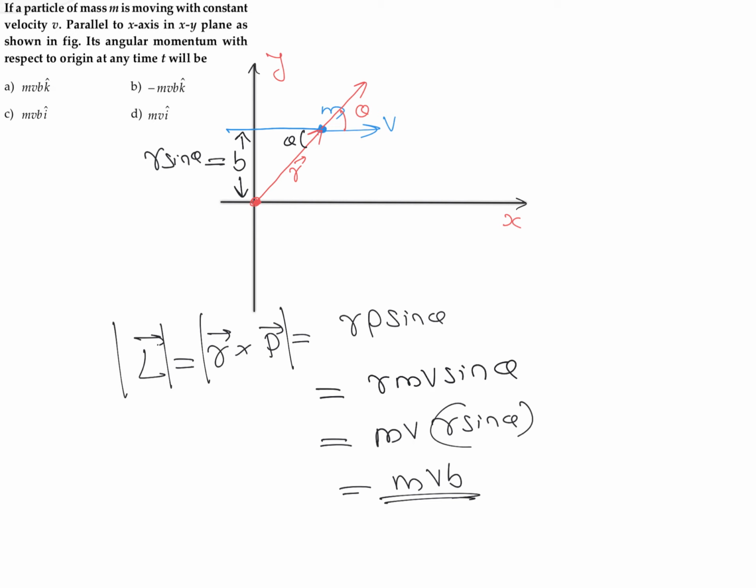Along with this, we need to find the direction also. For direction, we can find it from the direction of r vector cross p vector by using the right-hand thumb rule. If you are going for r vector cross v vector, where this is the r vector and this is the v vector, then according to the right-hand thumb rule, the thumb will be in the downward direction, perpendicular to this plane, that is the negative z axis. So we can write this as minus k cap.